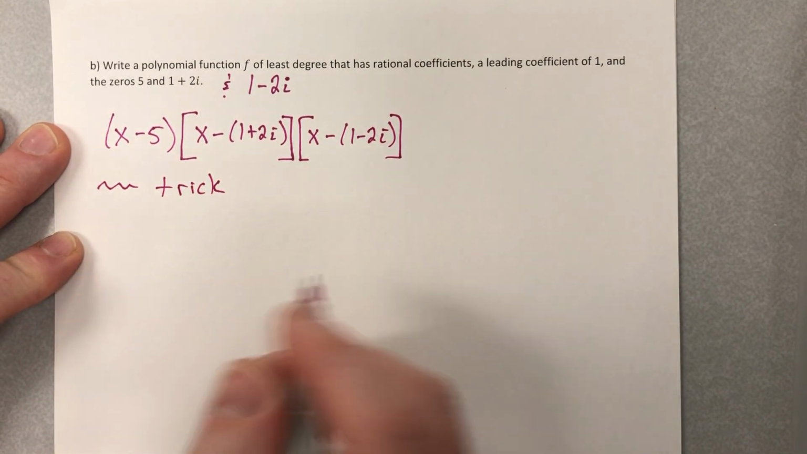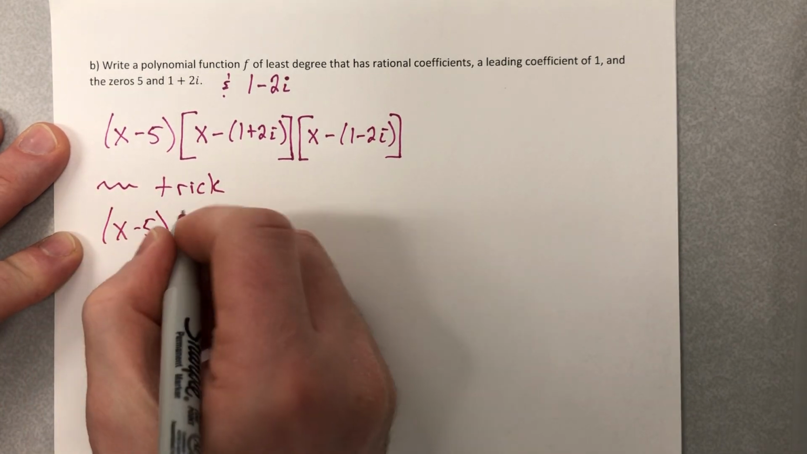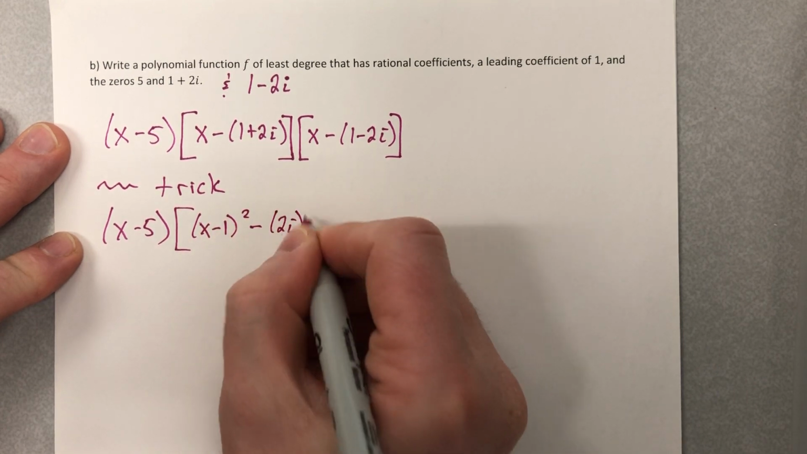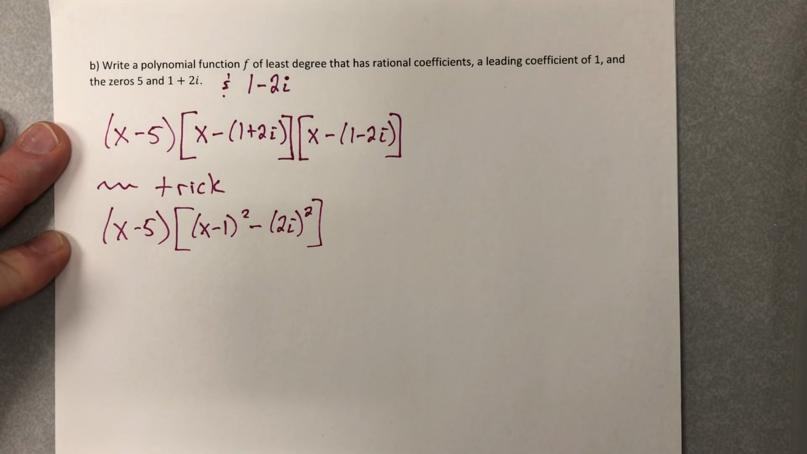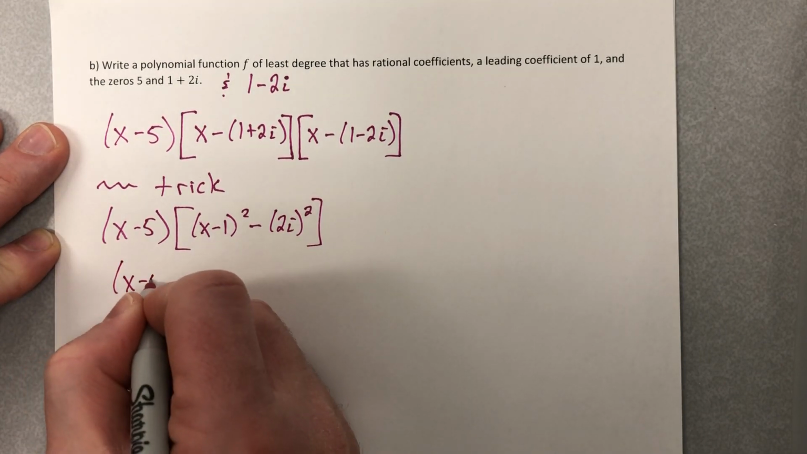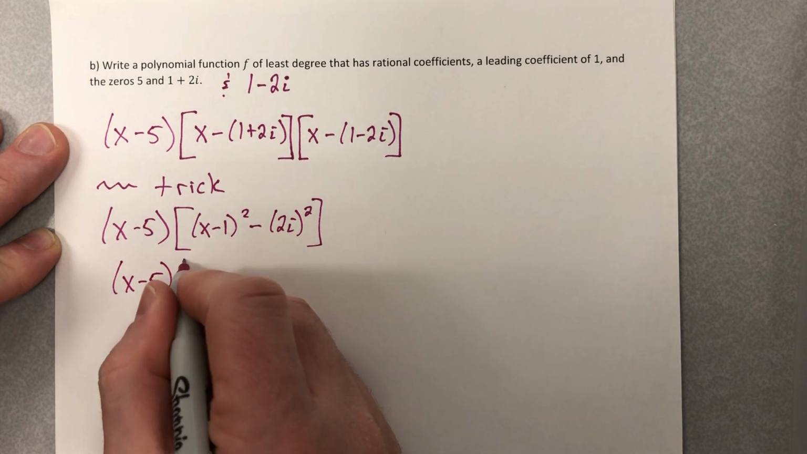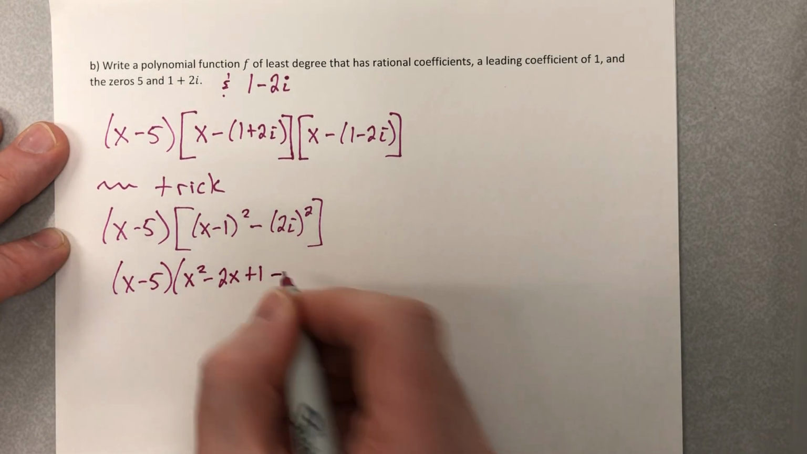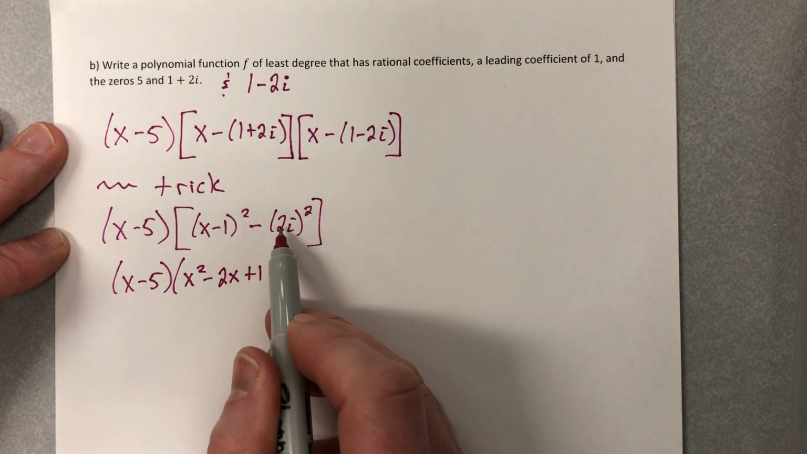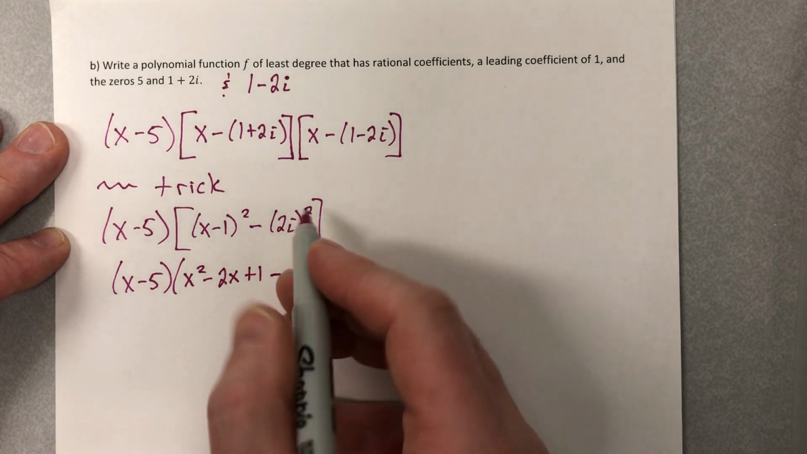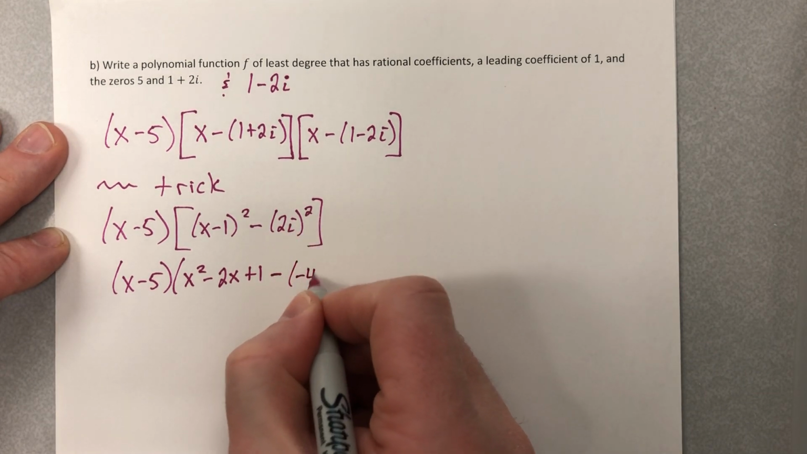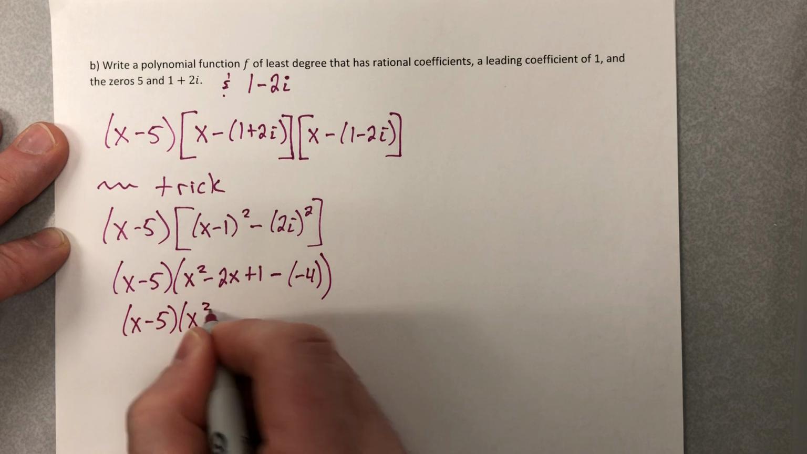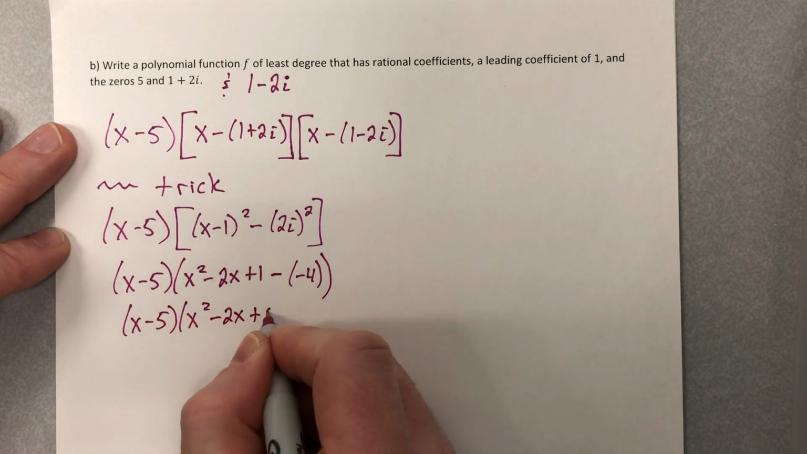Here's our trick that we learned in the previous one. This is going to be x minus 1 squared minus 2i squared. All right, so now we'd have x minus 5. When we square x minus 1, it would give us x squared minus 2x plus 1. All right, when we square 2i, remember we're squaring both the 2 and the i, so 2 squared is 4, i squared is negative 1. This will actually be negative 4. When we combine our like terms, we get x squared minus 2x plus 5.